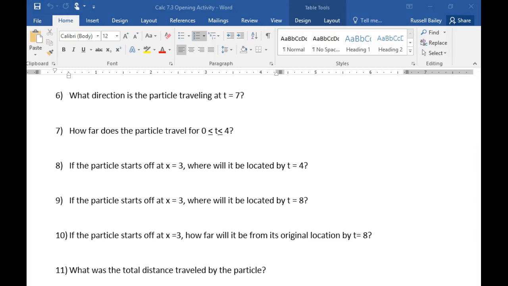That does suck. What direction is the particle traveling at t equals 7? Because at that point the velocity is negative, it's traveling left. Yeah. All right, so next one.